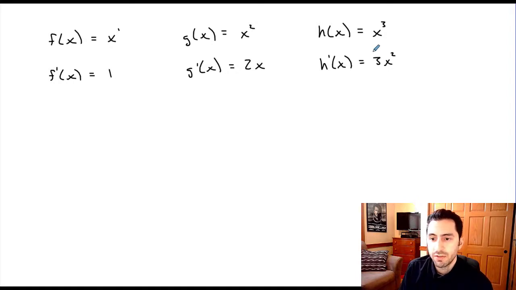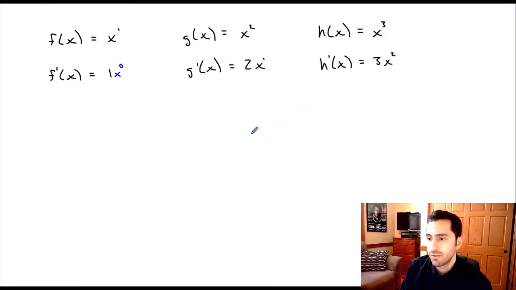Taking a look at the derivatives, the derivative of my first function is actually x to the 0, right? Anything to the 0 power will give me 1. So this is 1x to the 0. My second derivative here, we have 2x to the first. And then the last one for h, we ended up with 3x squared. So if I compare the degree of my derivative to the degree of the original function, in each case, it's going down by 1. So here we started with x to the first, it's going down to x to the 0. Here we have x squared, we went down to x to the first. And the same thing here, from x cubed to x squared.